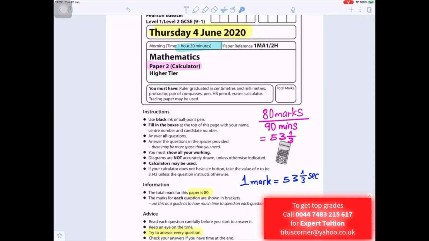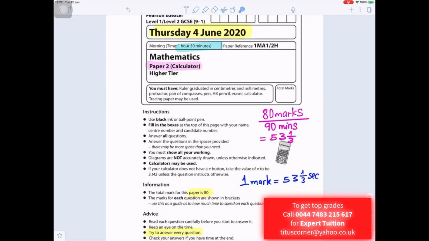This paper is out of 80 marks. The total mark for this paper is 80. Try to answer every question. If we divide 80 marks by 1 hour 30 minutes, which is 90 minutes, 80 divided by 90 gives us 53 and 1/3. So that means 53 and 1/3 seconds for each mark.